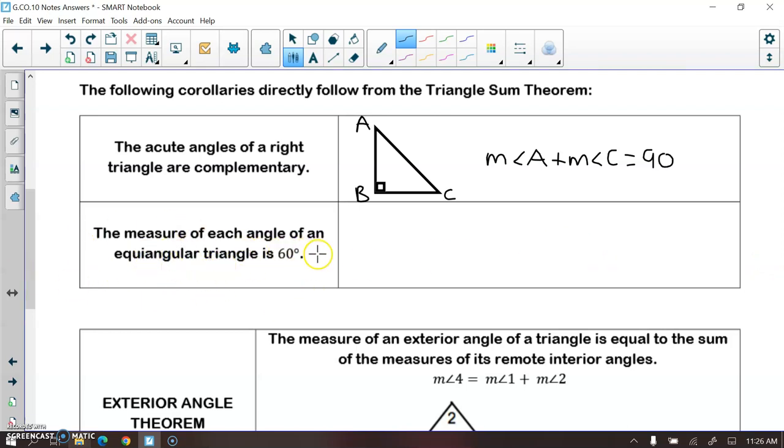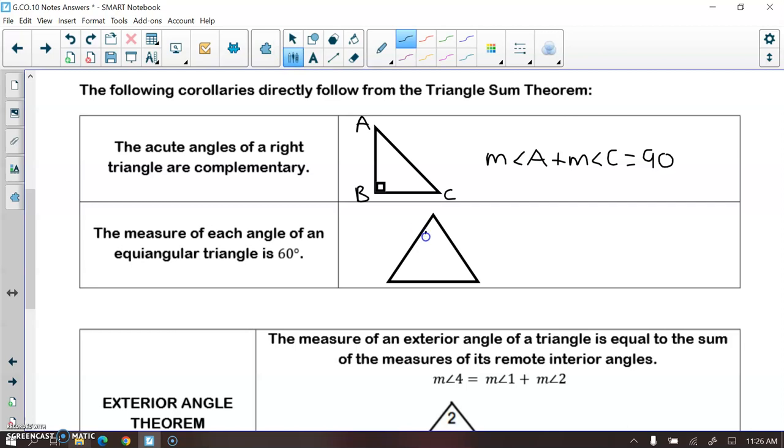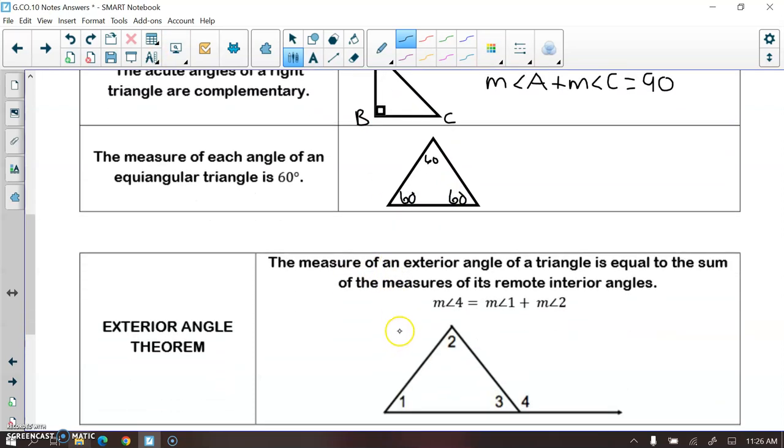The measure of each angle of an equiangular triangle is 60 degrees, which we talked about why. It just makes sense that since a triangle sums to 180 degrees, all of these angles would be 60. But it's a corollary that we are going to prove, and it follows again directly from the Triangle Sum Theorem.